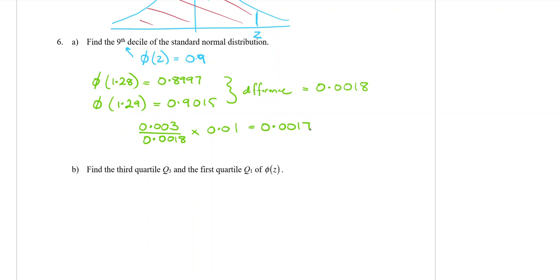That little tiny number there is how much I need to add on to the 1.28 to get the slightly more accurate answer. So my final Z score would be 1.28 plus that tiny little smidge that I need extra, so it's 1.2817. That's how you would do it if you want a slightly more accurate result, because it's between two things.